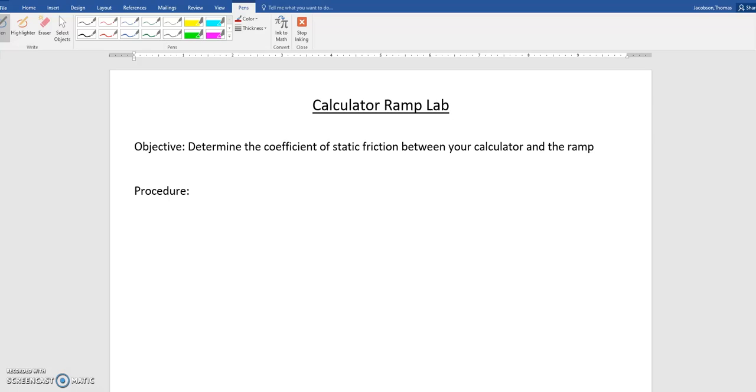Hi class, today I want to go over how you're going to do your calculator ramp lab. The goal of the lab is to determine the coefficient of static friction between your calculator and the ramp. The coefficient of static friction, if you can't remember, is that symbol mu, and static friction is the friction that prevents it from moving. We've done a lab just like this probably a little over a month ago.